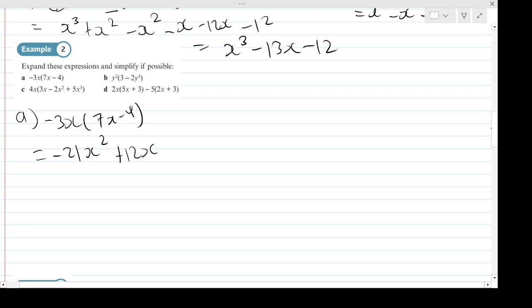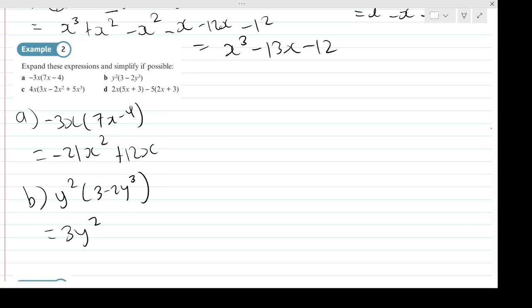Okay. Then part B, we are given y squared of 3 minus 2y cubed. Well, again, same sort of process, right? We're going to times the number outside, the y squared, by every term inside the bracket. So we're going to have y squared times 3, that'd be 3y squared. And then y squared times minus 2y cubed. So what that's saying is y squared times minus 2y cubed. That's going to be your indices, right? So we're going to have minus 2, right?